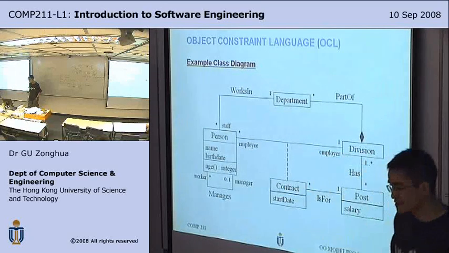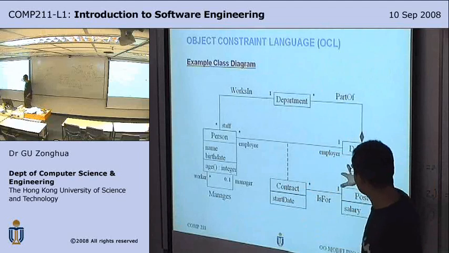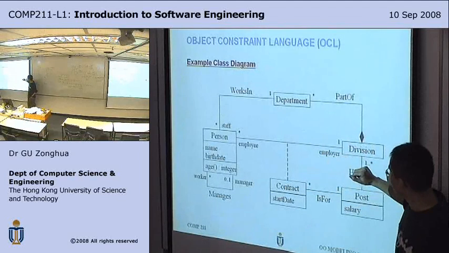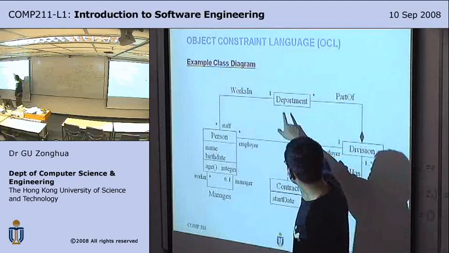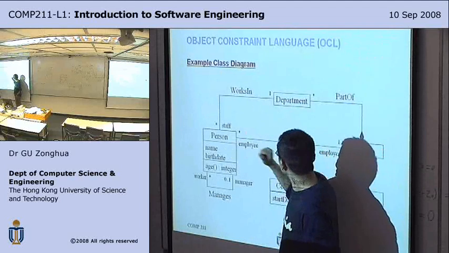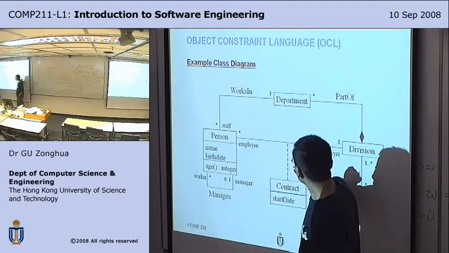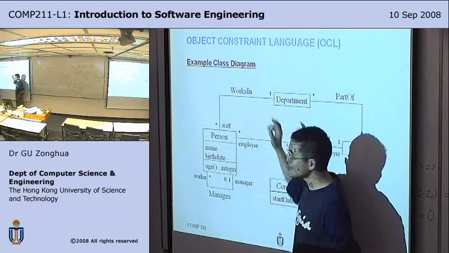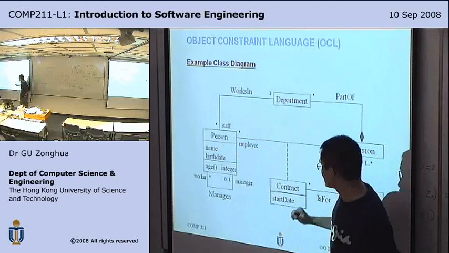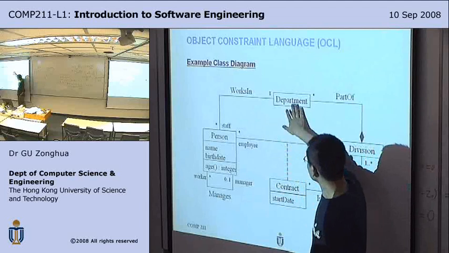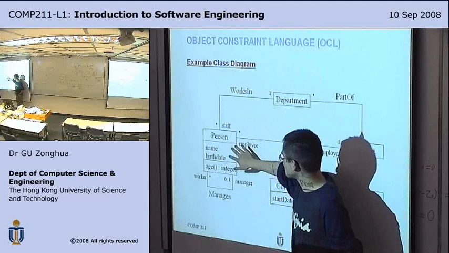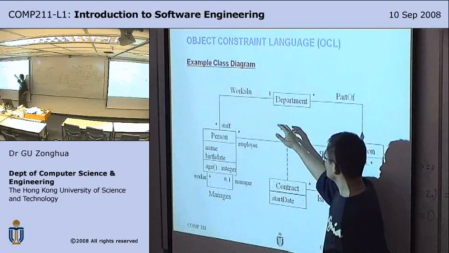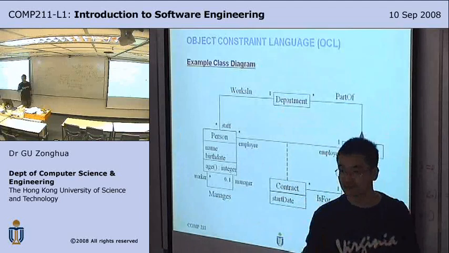Yes, both are fine. If you have a role name, you can use the role name, or you can use the class name. But for this department and person, you can see that there's a role name here, staff, but no role name here. Role names are optional, remember. So if you want to navigate from department to person, you can use staff or person. But if you want to navigate from person to department, you must use department. There's no role name.